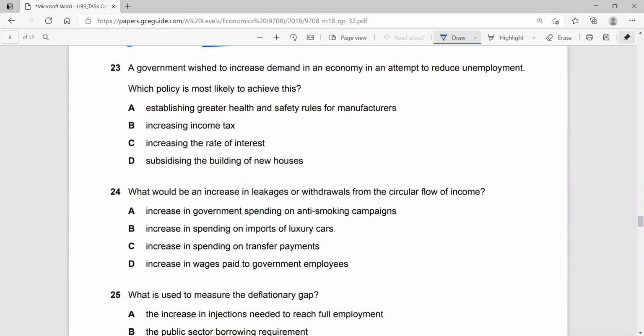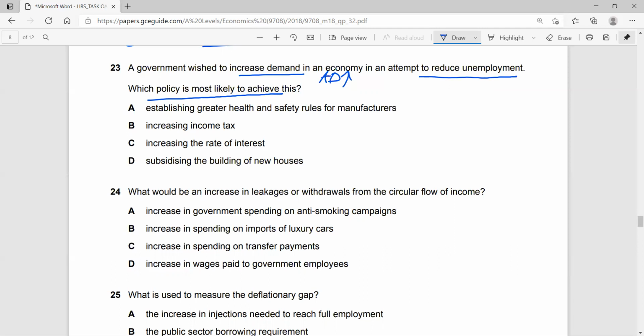A government wished to increase demand in an economy. So they wanted to increase aggregate demand in an economy. Since we are looking at the economy from the macroeconomic lens, it's not just one firm, it's the entire economy. In an attempt to reduce unemployment, which makes sense. Usually when you increase aggregate demand, there's more production to match that aggregate demand, and thus there's more output, there's more employment, and you reduce unemployment. So which policy is most likely to achieve this? So you need some sort of expansionary fiscal or monetary policy. Establishing greater health and safety rules for manufacturers, that's not a fiscal or monetary policy.